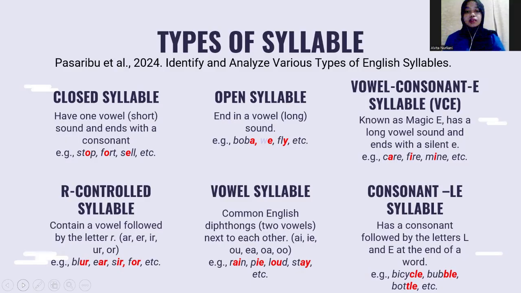And then vowel syllable, common English diphthongs, or we refer to it as a conjoint of two vowels next to each other. It can be ai, ie, ou, ay, and oo. For example, rain, pie, loud, stay, and etc. And then consonant-le syllable has a consonant followed by the letters L and E at the end of a word. For example, bicycle, bubble, bottle, and etc.